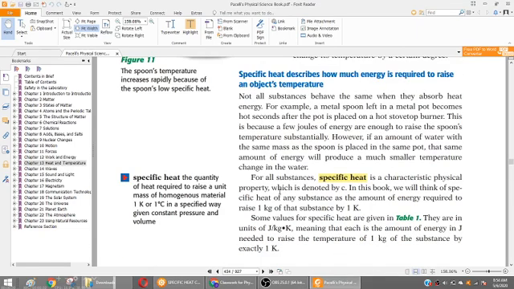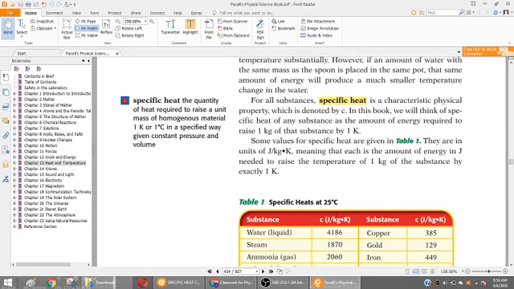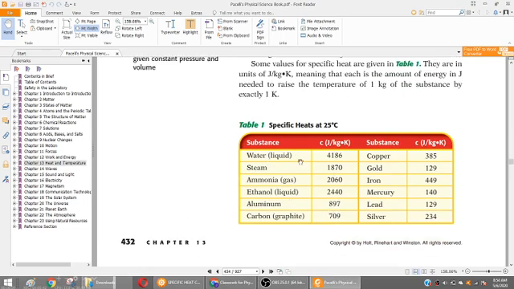432, chapter 13. So specific heat describes how much energy is required to raise an object's temperature. Water, the specific heat has funny units because, again, it's how much energy is required to raise a substance to a specific temperature. Here is the temperature units, here is the mass of the substance, and here is the energy. So joules for energy per unit mass, degree Kelvin. That's what specific heat measures.